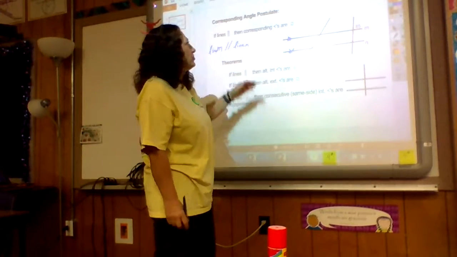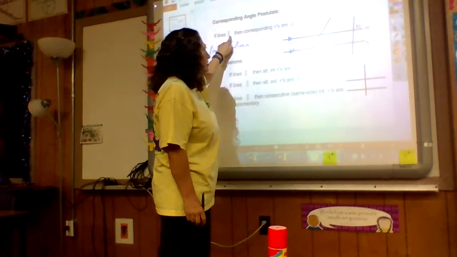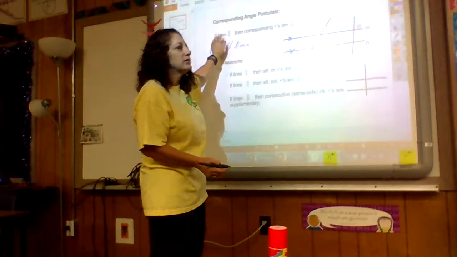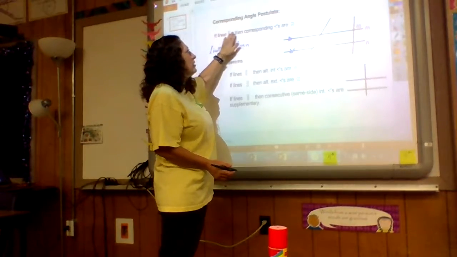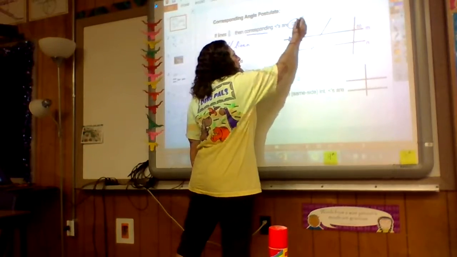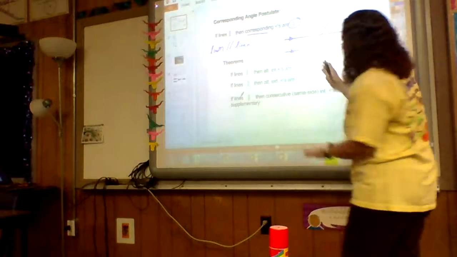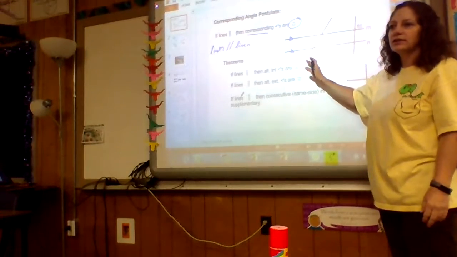I want us to think through using the corresponding angle postulate. This is a conditional statement, if then. If lines are parallel, then the corresponding angles are congruent. Underline the word corresponding, circle the fact that they are congruent with me real quick.